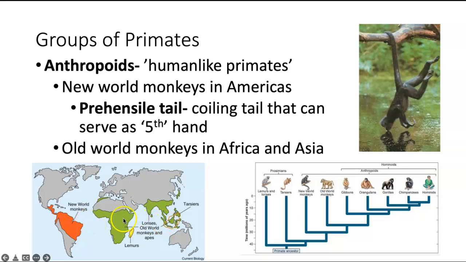The New World monkeys have something called a prehensile tail, which is this structure right here. This is a coiling tail that serves as a fifth hand. And Old World monkeys are from Africa and Asia. This chart also shows where lemurs and tarsiers are located, as well as lorises, which are another group of prosimians. They're from India.